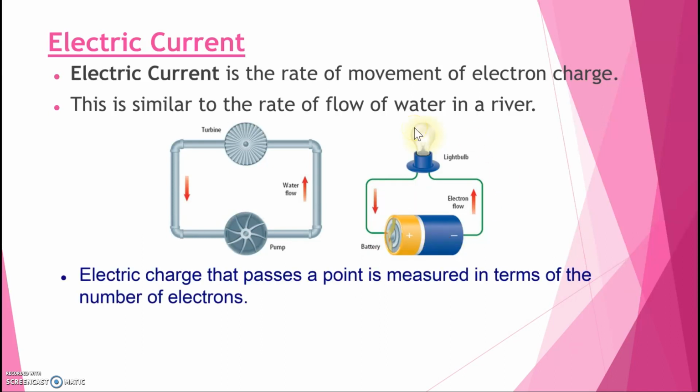We know that electrical charge that passes through a point is measured in terms of the number of electrons. But how do we classify the number of electrons? Well, we classify it as a coulomb. The next number is going to flash really quickly. The number for 1 coulomb is 6.25 times 10 to the power of 18 electrons.